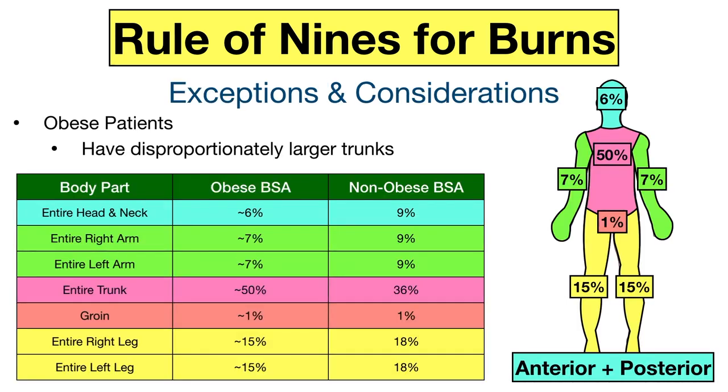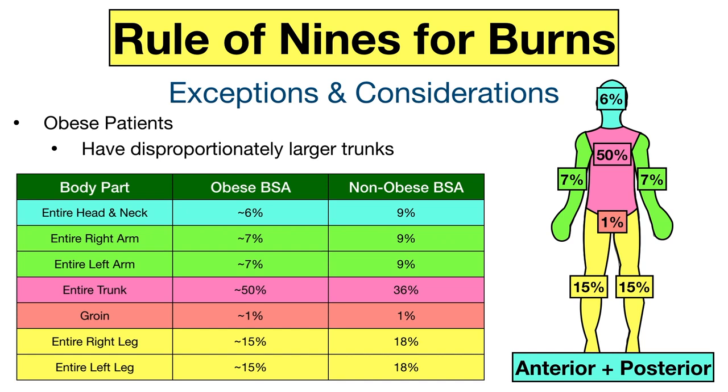As we mentioned before, the rule of nines can be applied to non-obese adults. Patients that are defined as obese based on their BMI have disproportionately larger trunks, and the rule of nines is typically inaccurate. The body surface area of the trunk in obese patients can be closer to 50% compared to their non-obese counterparts with a trunk of 36%. Due to their disproportionate trunk size, the other body surface area percentages are slightly different in obese patients, as you can see in the table and diagram.